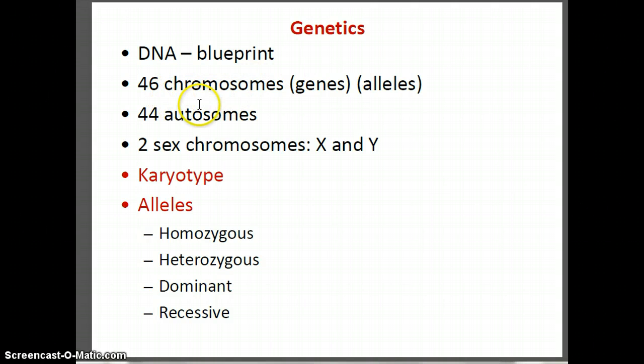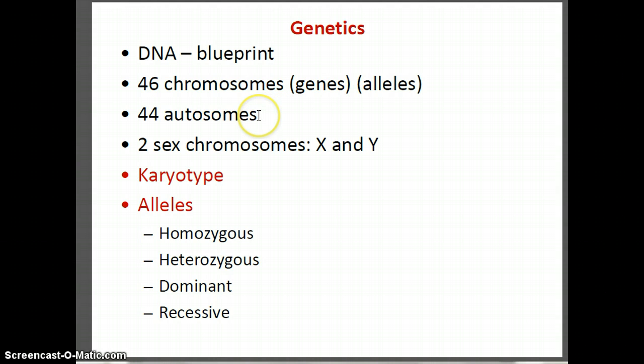There are 23 pairs of chromosomes in the human body, or 46 chromosomes. Contained on the chromosomes is the actual information, and each bit of information is referred to as a gene. Genes exist in pairs, and the pairs of genes that code for the same information are called alleles.